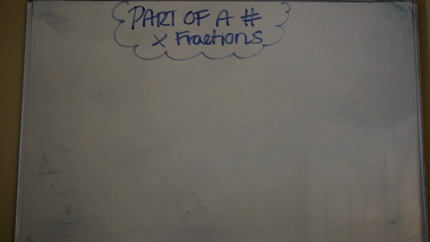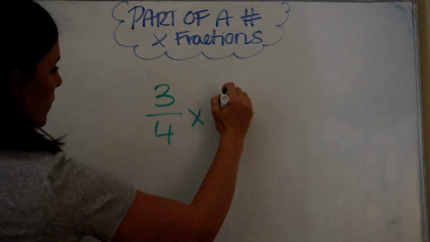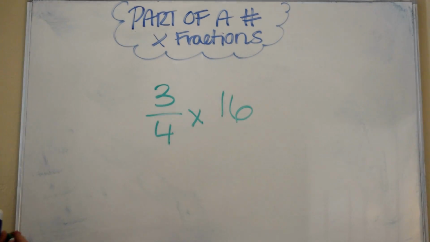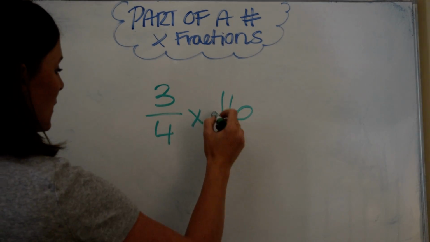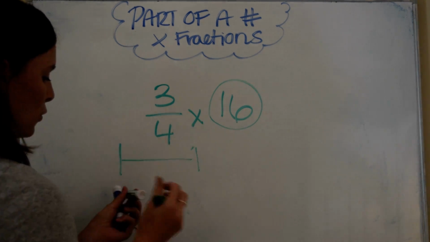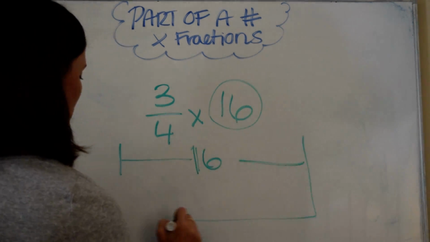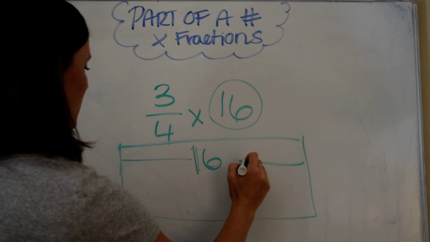So here's our equation. Our equation is going to be what is 3/4 times 16? Okay, so what you're going to do is you're going to go ahead and take the whole number, which happens to be 16, and you're going to write it out like this. I'm just going to draw kind of like a box, okay? 16 is our whole.